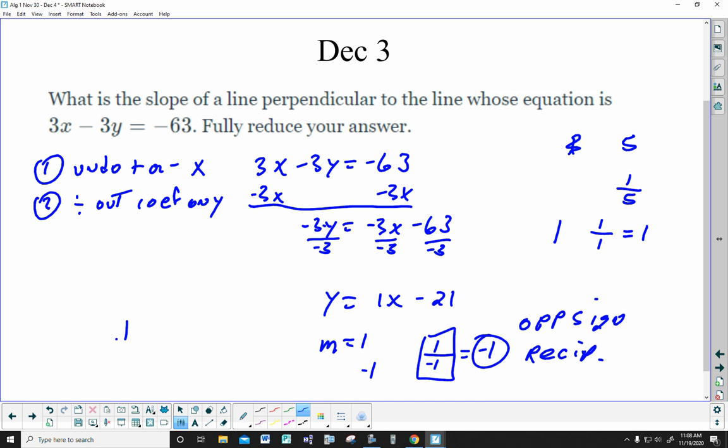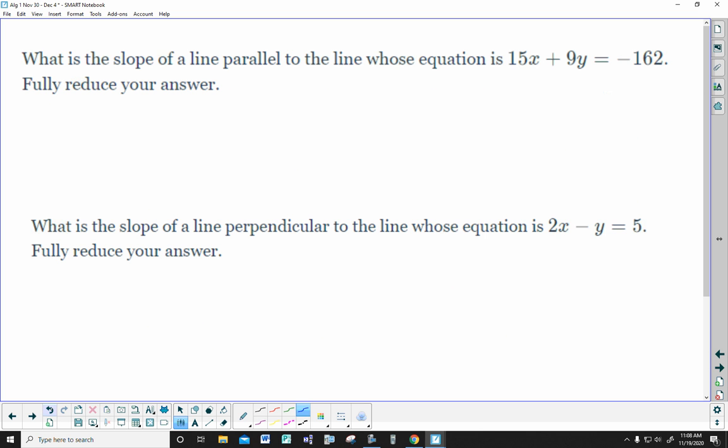So I'm going to write, that's a perpendicular symbol. Okay, I know you guys haven't had geometry yet. This would be parallel, that's perpendicular. The perpendicular slope is going to be negative 1. Okay? Let's try another one. So I said the first thing you need to do is undo by adding or subtracting the x. You need to move it to the other side.